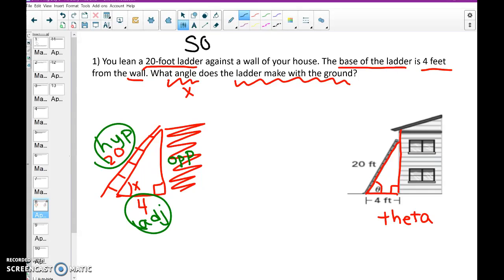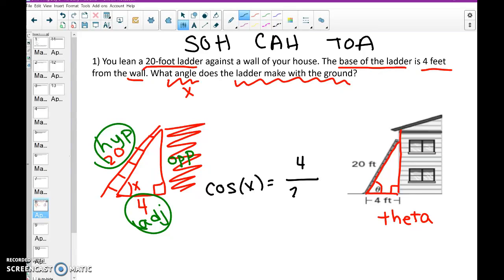All right, well, remember your SOHCAHTOA. And some of you are having trouble with those letters. Think about the phrase, some old horse caught a horse taking oats away, if you're having trouble remembering which letters go where by just saying SOHCAHTOA. Adjacent and hypotenuse means we're going to use cosine. So cosine of x, follow this. Adjacent over hypotenuse means you have to put 4 over 20.